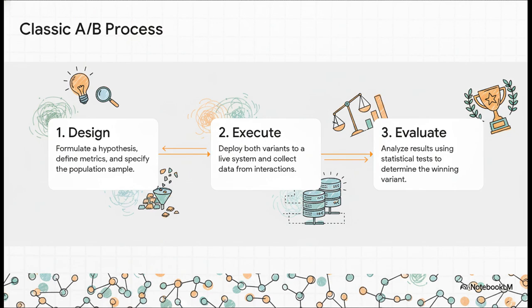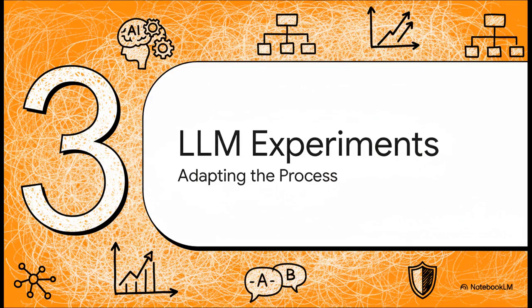The classic process breaks down into these 3 pretty clear steps. First, you design the experiment. What exactly are you testing, and how will you know if you've won? Then, you execute it. You put it out there and start collecting data. And finally, you evaluate. You crunch the numbers to see if your idea really was an improvement and declare a winner.